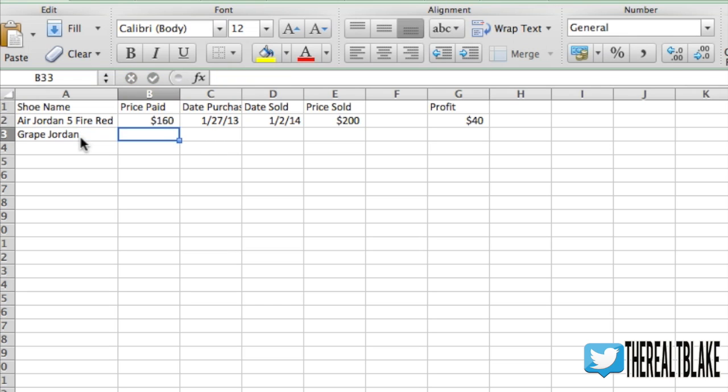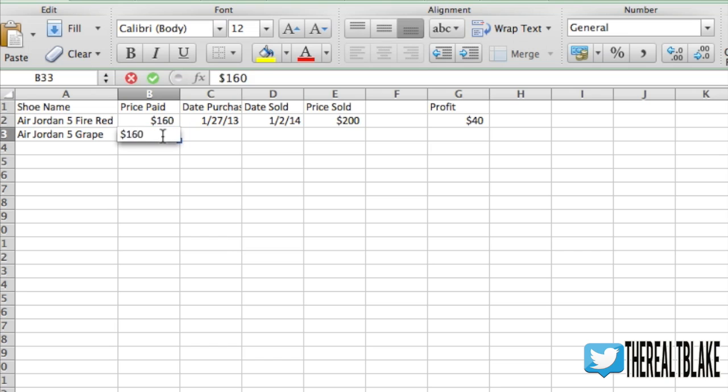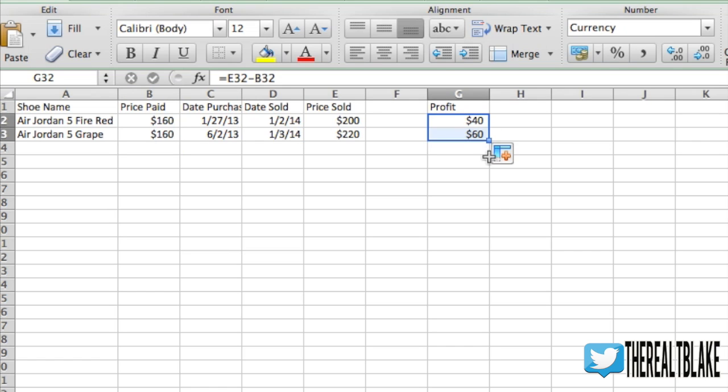So for another example, I'll do Grape Jordan 5, and I'm just deleting this now because it's helpful to stick with one format. So if you're going to say Air Jordan for everything, say Air Jordan for everything else. So we'll say Air Jordan 5 Grape. We also were able to get that one for retail. Picked it up in June. I know it released, I think, in May. And we also sold that one very recently. This one we sold for $200 again, and you can see that the profit is going to be 60, and I just drag that cell down.